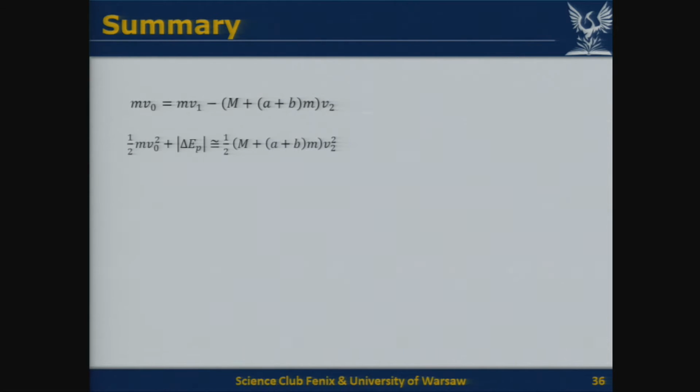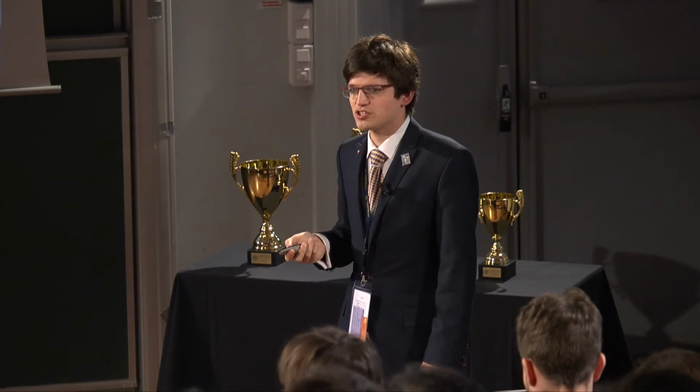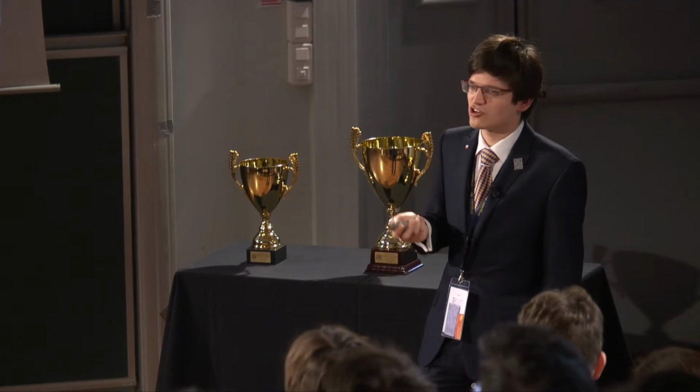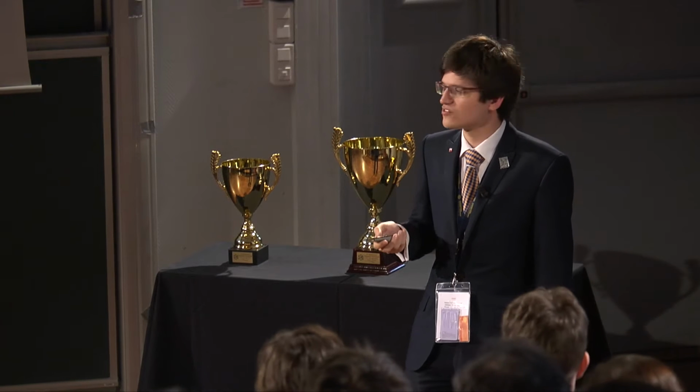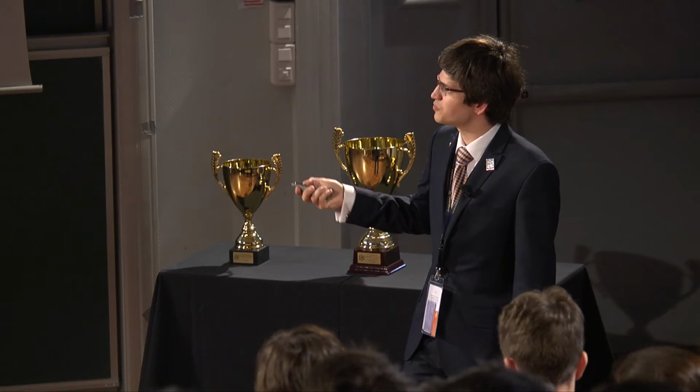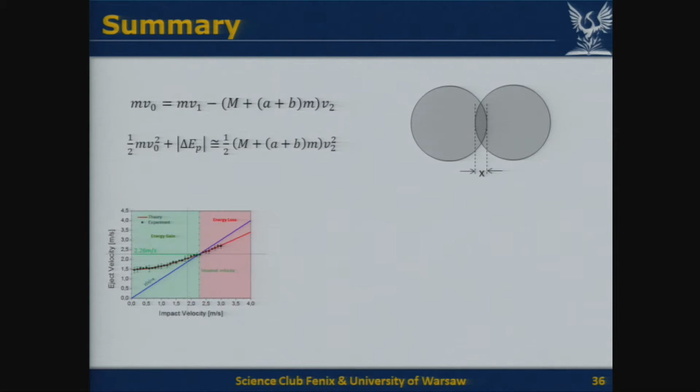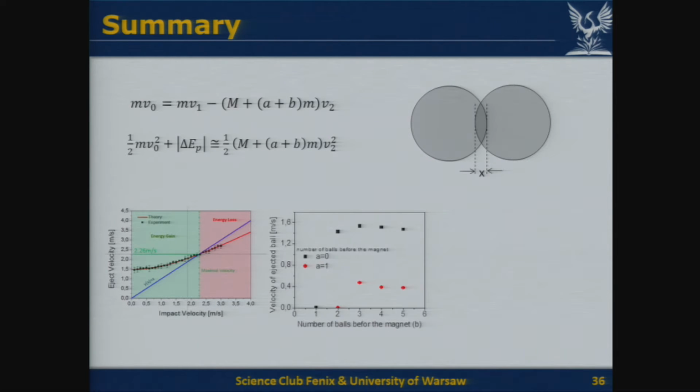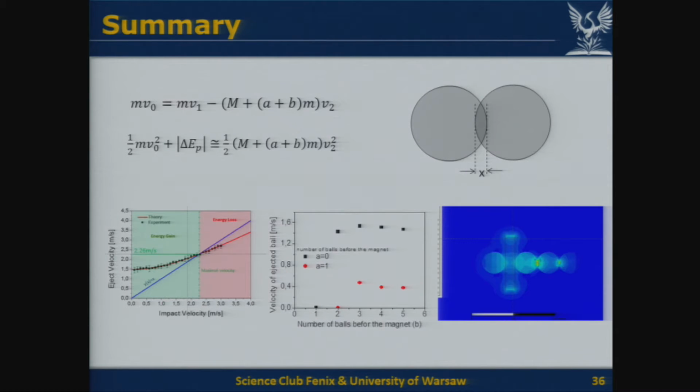So to sum up, we used conservation laws and contact theory to describe the behavior of the system. We provided the experimental data as well. We compared it with the theoretical model, and we investigated crucial parameters for the system, such as the position of the magnet, and for other parameters, we made numerical simulations for those which were not easy to obtain in experiments.